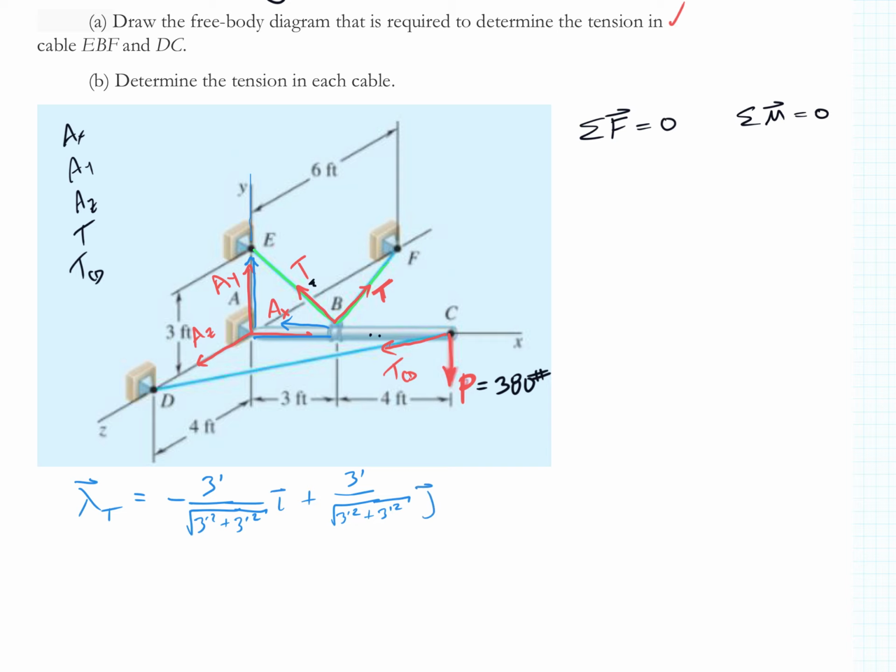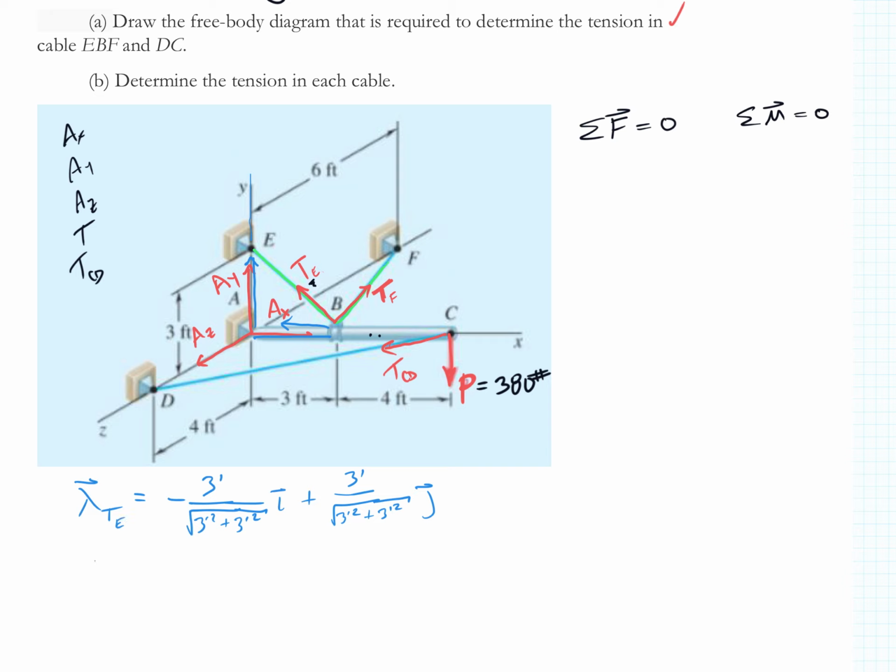We've got another one. I don't know what to call this one. We'll call this TE, and we'll call this one TF, because we need some way to distinguish the fact that the magnitudes are the same, but the directions are different.